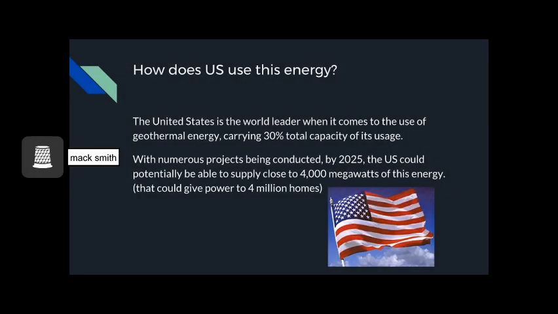How does the U.S. use this energy? The United States is the world leader when it comes to the use of geothermal energy, carrying 30% total capacity of its usage. With numerous projects being conducted by 2025, the United States could potentially be able to supply close to 4,000 megawatts of this energy. That could give power to 4 million homes in the U.S.